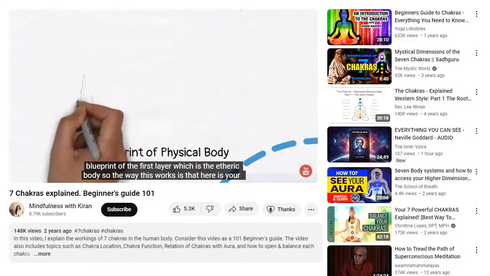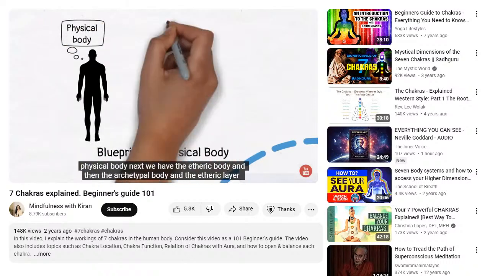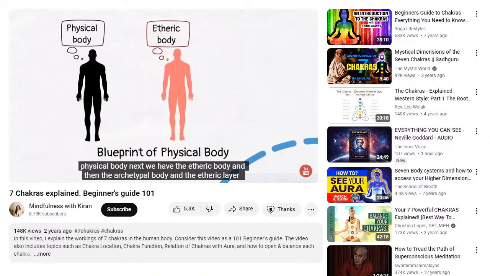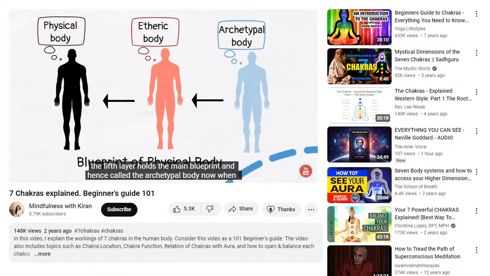The way this works is that here is your physical body. Next, we have the etheric body, and then the archetypal body. And the etheric layer, in turn, is what builds the physical body. And so when you really look at it from a blueprint level, the fifth layer holds the main blueprint, and hence is called the archetypal body.